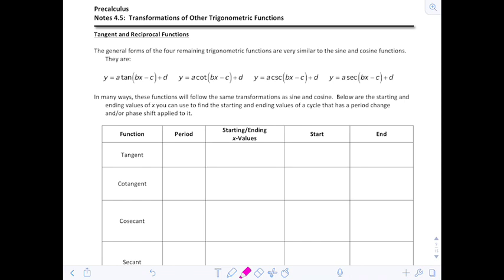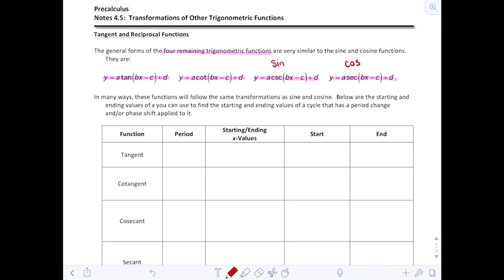Okay, so we're going to look at the four remaining trig functions, and that will be y equaling a tangent of bx minus c plus d, y equaling a cotangent of bx minus c plus d, and then y equaling a cosecant of bx minus c plus d, and y equaling a times the secant of bx minus c plus d. Now if you remembered when we graphed the parent functions, with cosecant we often referred to the sine function when we did the graph first, and with secant we referred to the cosine graph first when we did that one as well.